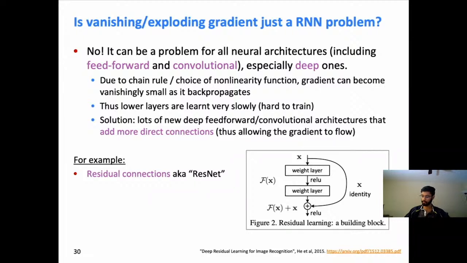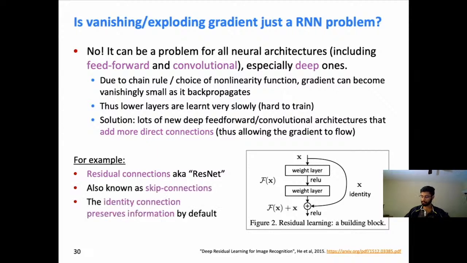So the reason why this is a good idea, also known as skip connections, is that the identity connection is going to preserve information by default, right? So if you initialize your weight layers to have small random values, close to zero, then you're going to have something like a noisy identity function. So you're going to be preserving information by default through all of your layers. And if you have a very deep network, that means that even after many layers, you're still going to have something like your original input.